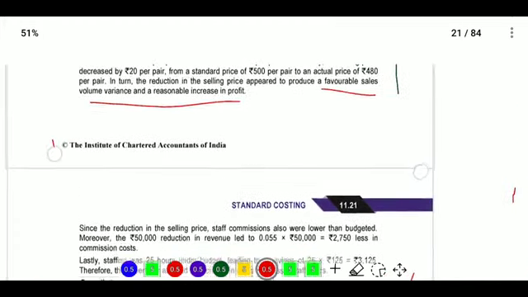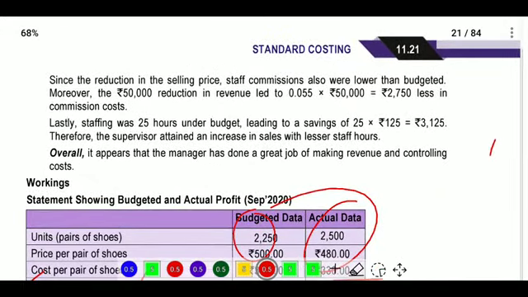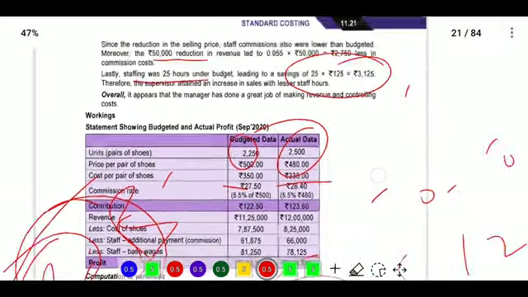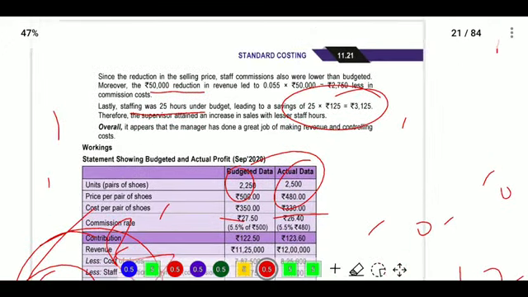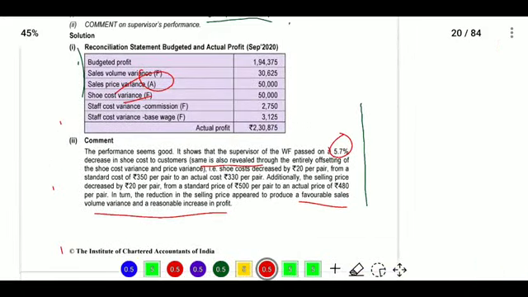Next, since the reduction in the selling price, staff commission was also much lower than budgeted. Moreover, the 500 reduction in revenue leads to 0.055 into 50,000, that is 2,750 less in commission cost. This is related to commission cost. Lastly, staffing was 25 hours under budget, leading to a saving of 25 into 125, that is 3,125. Next, overall it appears that the manager has done a good job.